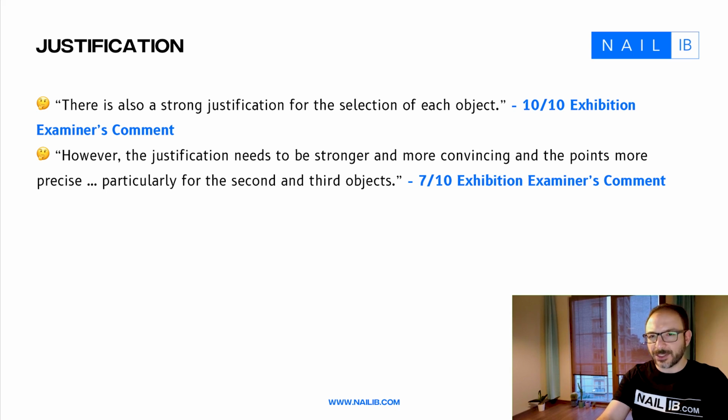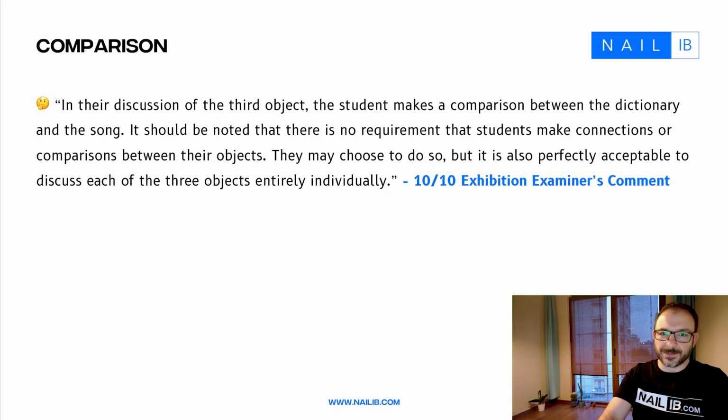And what about justification? Another 2 examples. 10 out of 10: there is also a strong justification for the selection of each object. 7 out of 10: the examiner's comment is, however, the justification needs to be stronger and more convincing, and the points more precise, particularly for the second and third objects.